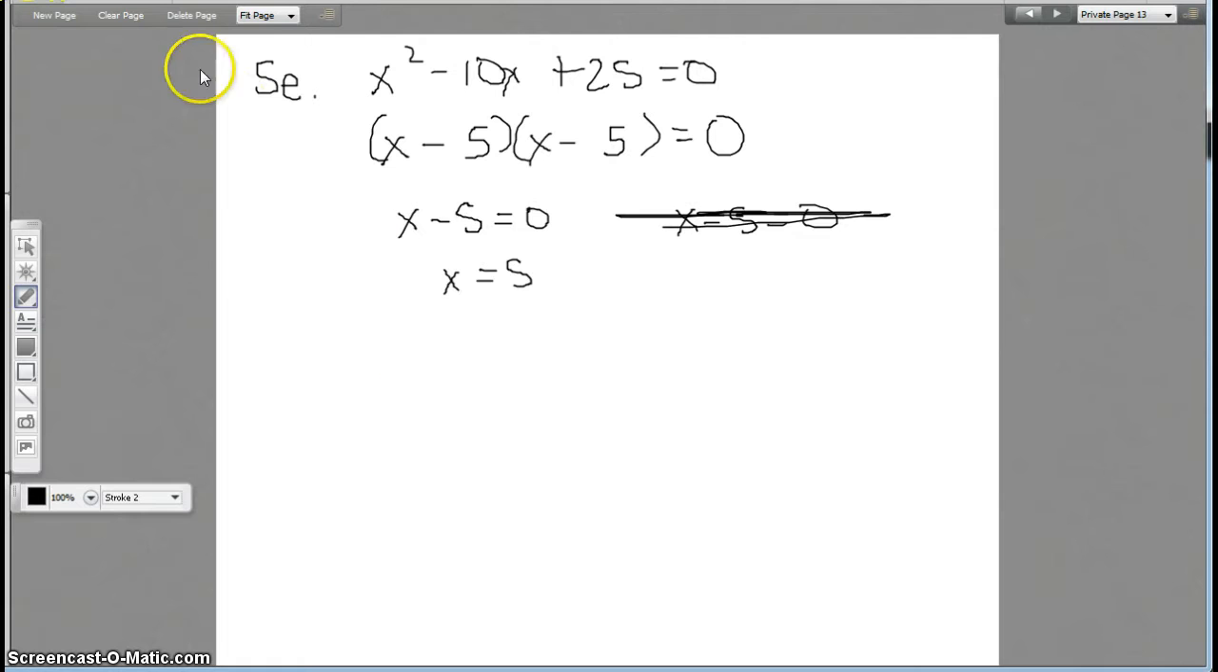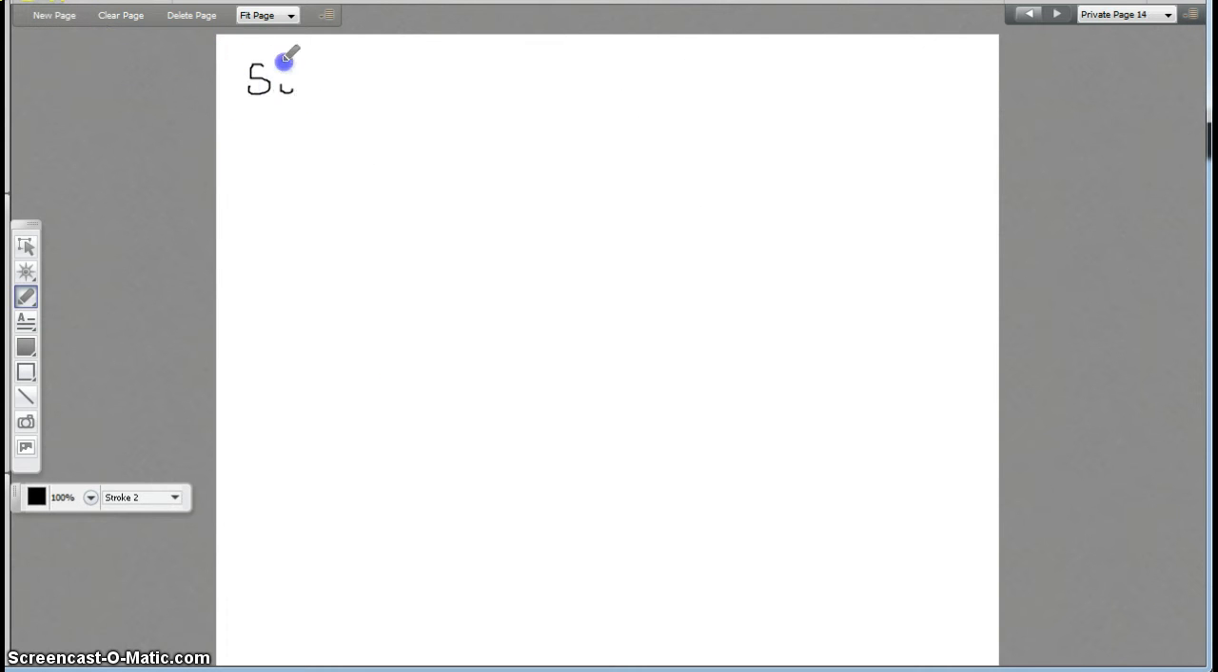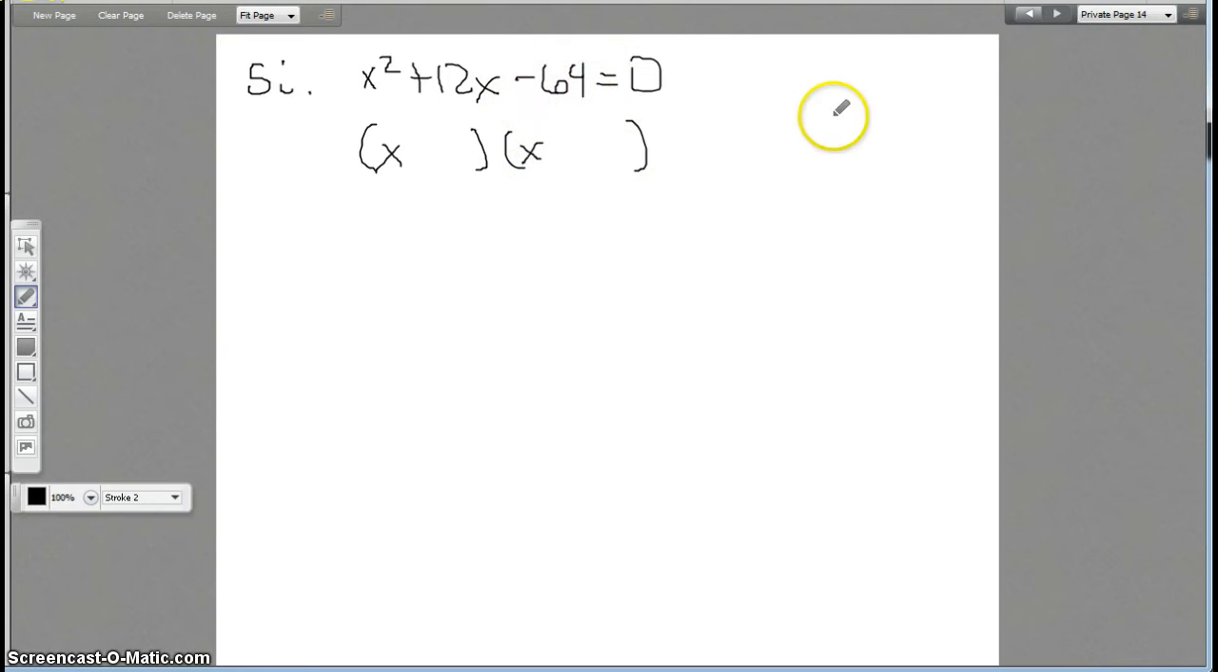Okay, let's look now at part I. Number 5, part I, we have x squared plus 12x minus 64 equals 0, and we need to factor this. Okay, so let's write this out. We know it's going to be x and x. We need to think, what are the factors of 64 that will subtract to make 12? Well, the factors of 64, we've got 1 times 64, 2 times 32, 4 times 16, and 8 times 8.